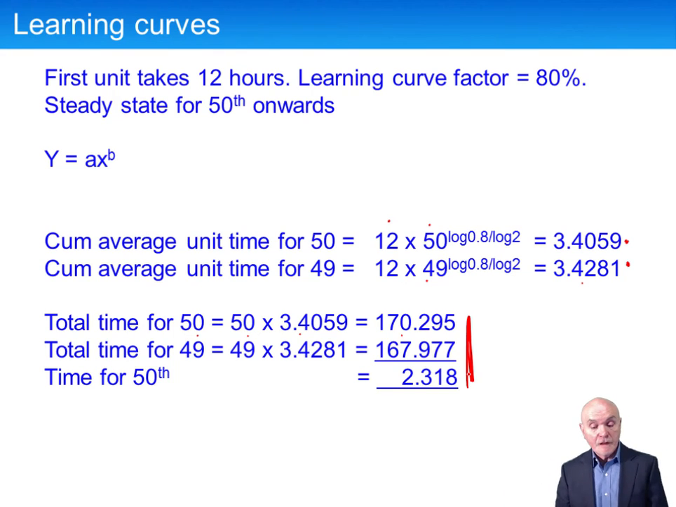50 items took 170.295, 49 items took 167.977. The 50th must take the difference, 2.318. Around 2.3 is perhaps what people will actually put into the budgets for planning purposes, maybe rather than keeping to kind of 3 decimal places.